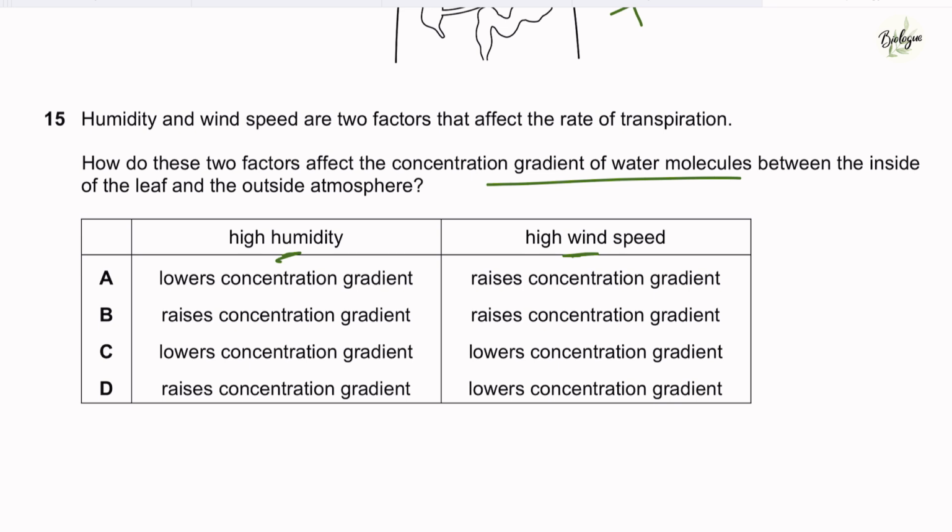So essentially, when you have a high humidity rate, you will have a low concentration gradient. There's not much water that needs to be lost, so the concentration gradient is less steep. High wind speed raises the concentration gradient. When you have a gush of wind flowing, the water molecules get carried away by the wind, and so they flow more easily, leading to a bigger difference in the concentrations of water between the inside of the cell and the outside of the cell, and therefore the concentration gradient becomes steeper and it increases. So the answer should be A in this case.